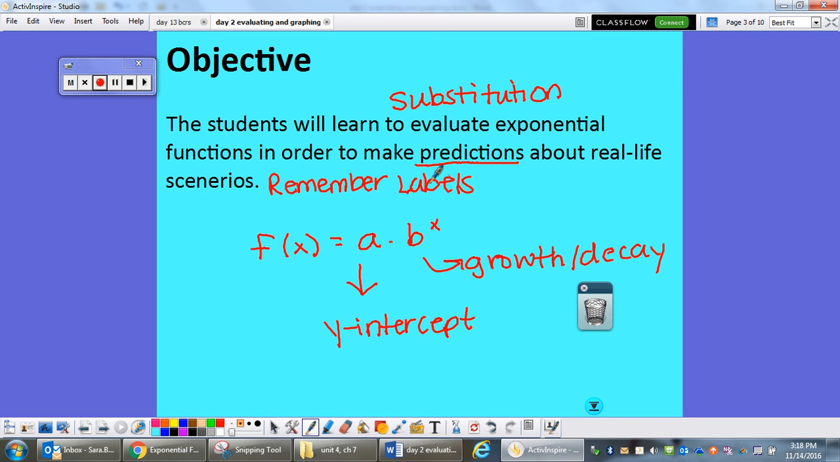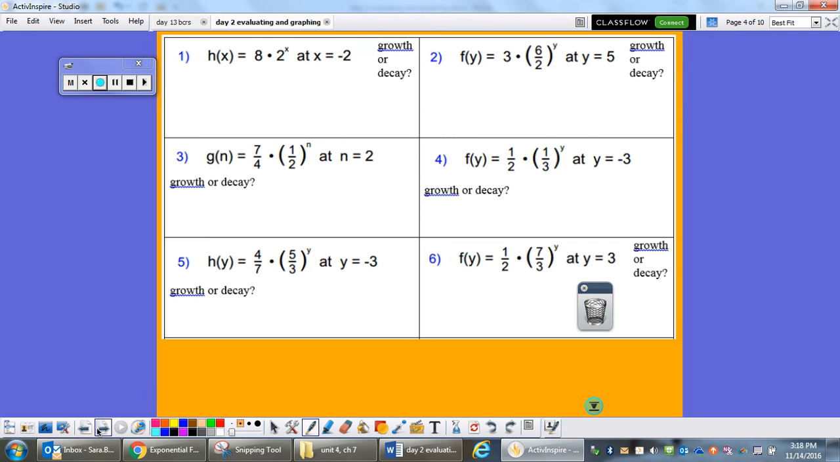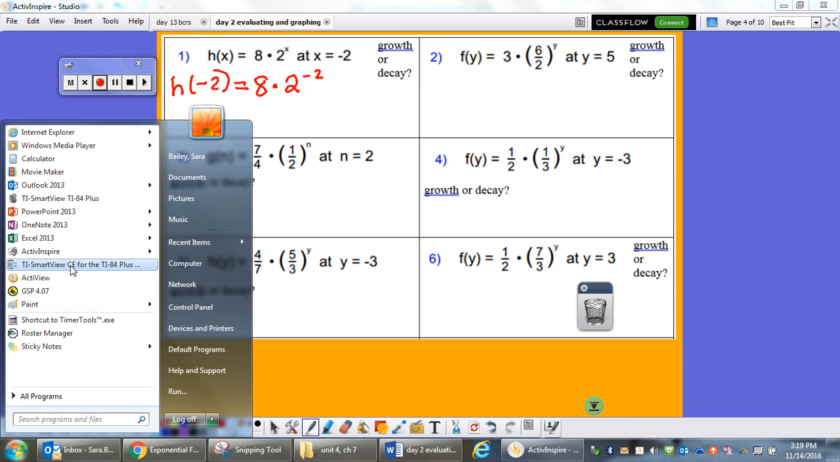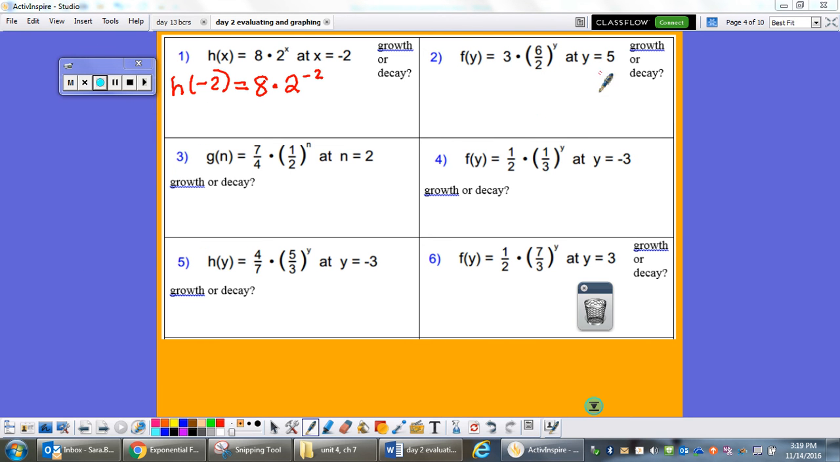All right, here we go. So the front page of this is just simple evaluating. All you're going to do is, using your calculator, wherever you see an x, you're going to put a -2. So your work would look like this. h of -2 equals 8 times 2 to the -2nd power. And then I'm going to plug this into my calculator, and I will show you how I do that.